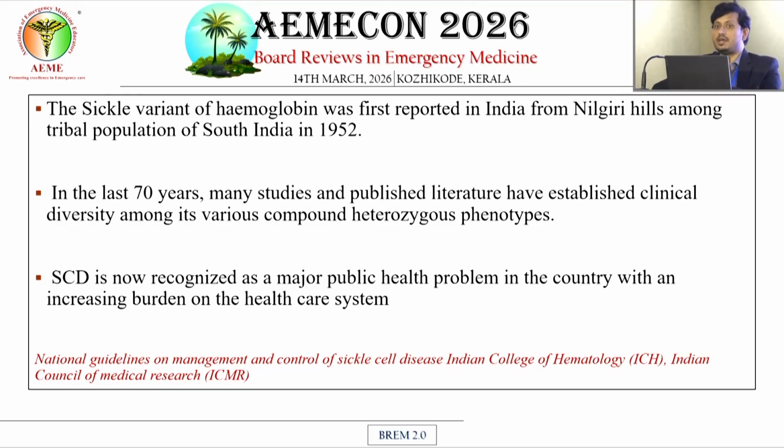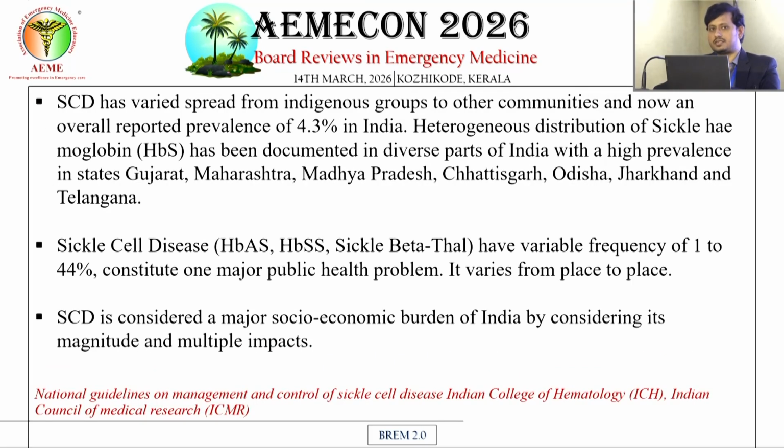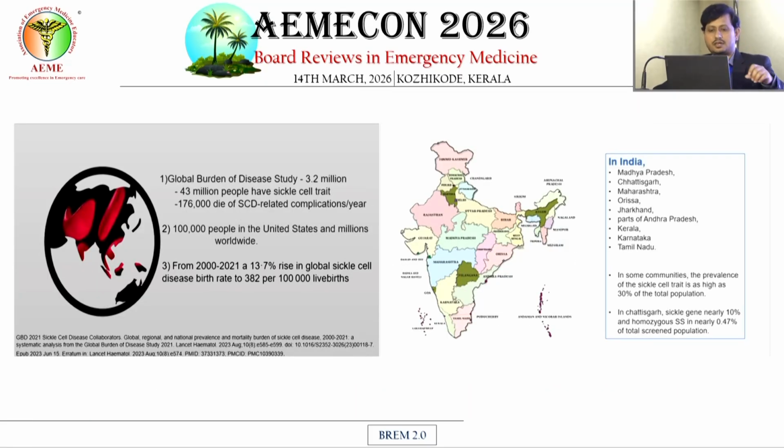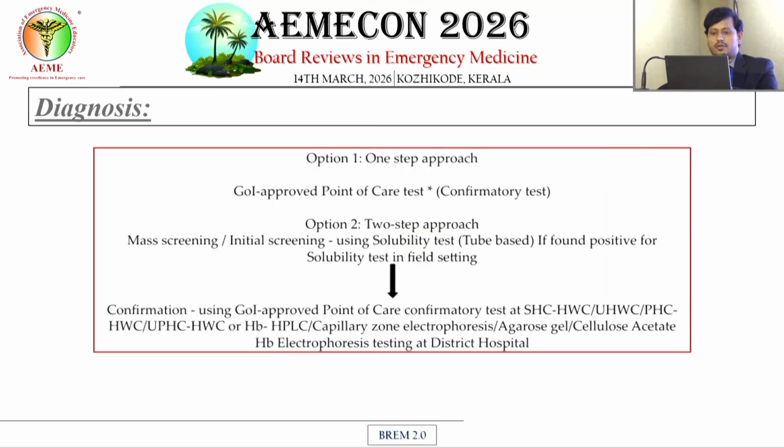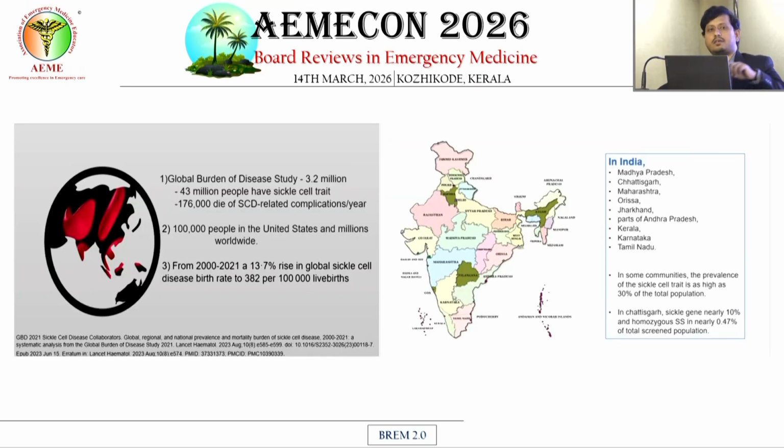So that's the reason why the Government of India has formulated the national guidelines for managing sickle cell disease and the complications related to SCD. Here in this slide you can see, globally and at the same time in India also, from 2000 to 2021 there was a 13.7% rise in sickle cell disease worldwide. In India, there are multiple areas where sickle cell disease is very prominent.